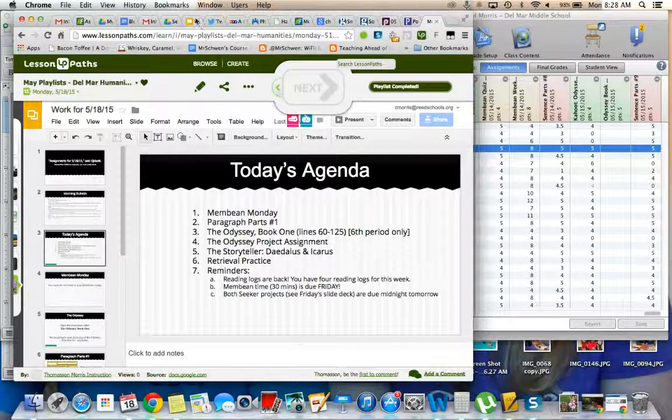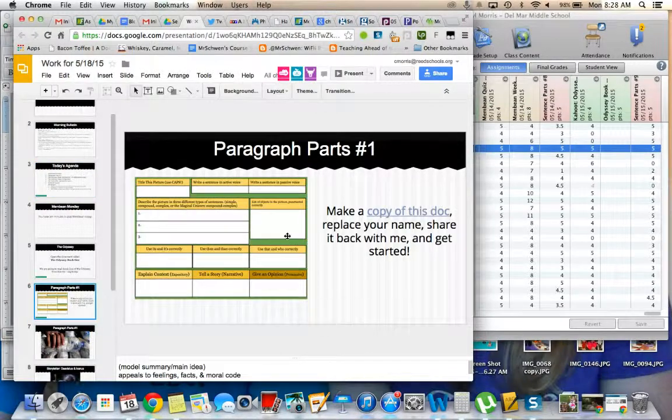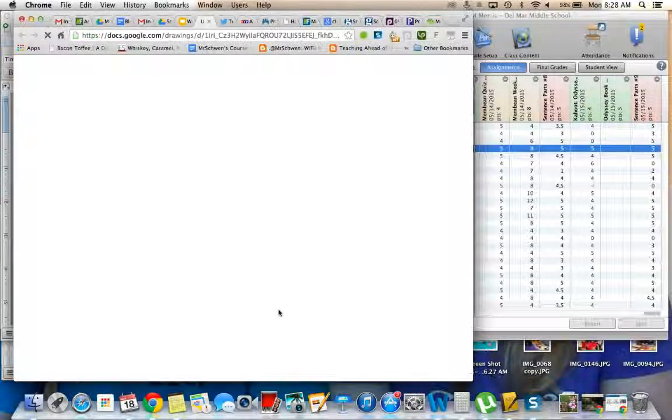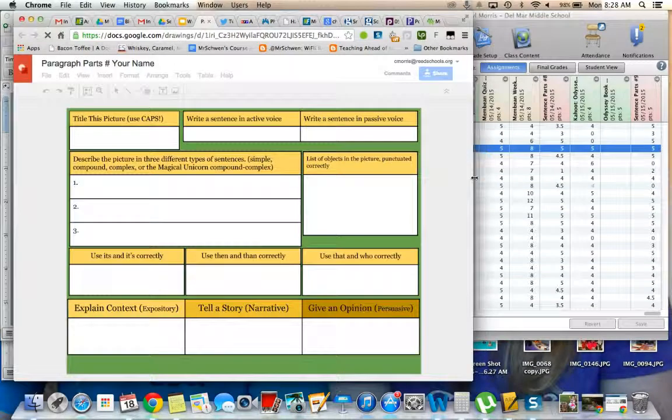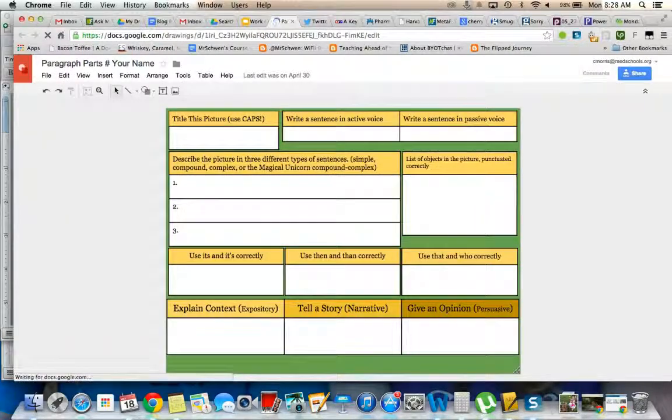All right, guys, let's go through the template together. Okay, you ready? I'm going to put the picture up.